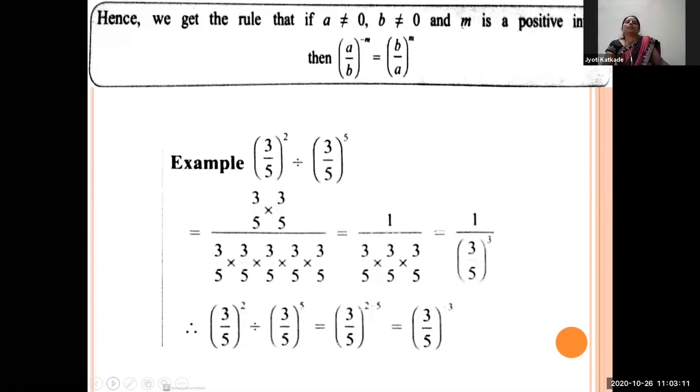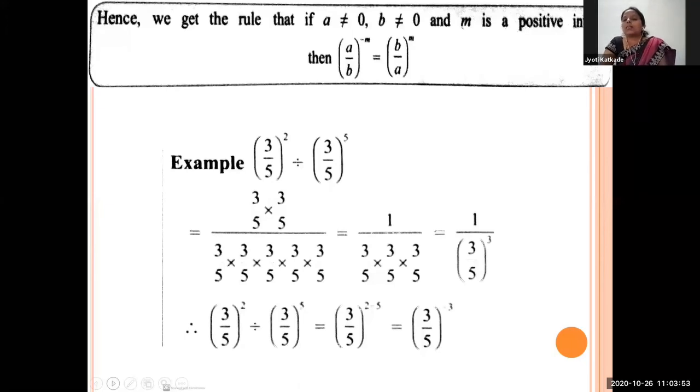3 upon 5 bracket raised to 2 divided by 3 upon 5 bracket raised to 5. Here a fraction is given. According to the rule, we can directly subtract 2 minus 5. Here the base in the given example is 3 divided by 5, which is the same, 3 upon 5, 3 upon 5. We can directly subtract the powers according to the rule, that is a raised to m divided by a raised to n is equal to a raised to m minus n.